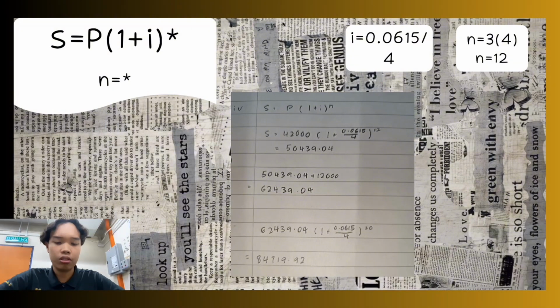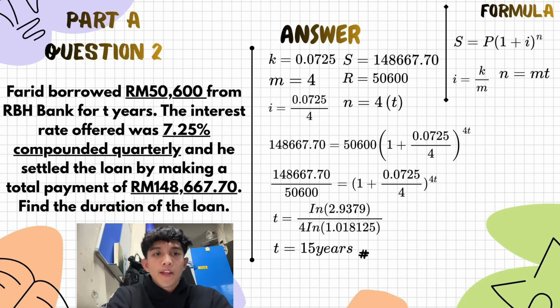This new amount will continue to grow for another 5 years, still compounded 4 times a year using the same formula. At the end of the 8 years period, the final value of her investment becomes about 84,700 ringgit. So, Aisha's total saving after 8 years is approximately 84,700 ringgit.